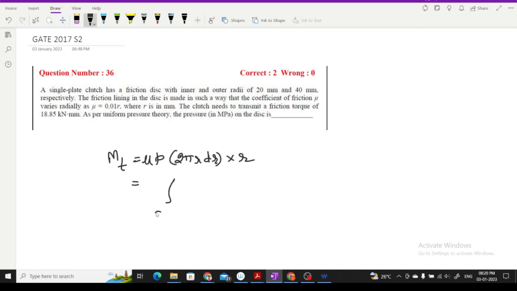Now we have then integrated it from small d by 2 to capital D by 2. So here pressure is constant in uniform pressure theory. So 2 pi P will be constant, right? And this mu r square dr will be there. Is it correct? Why has mu come inside this integration? Because mu is varying, right? Because mu is given as 0.01 r. Are you getting it?